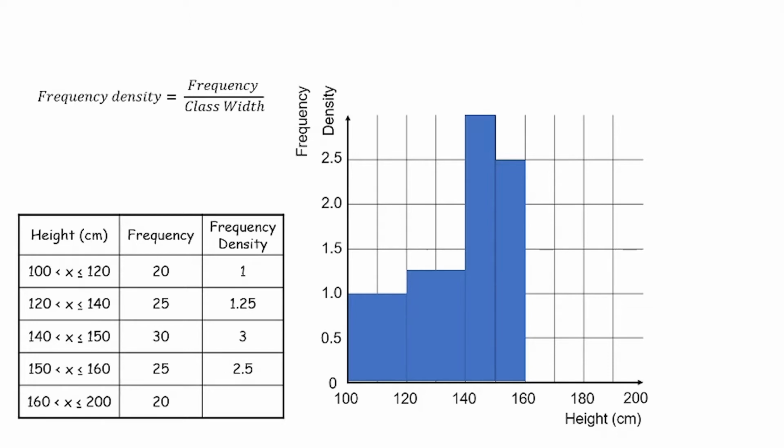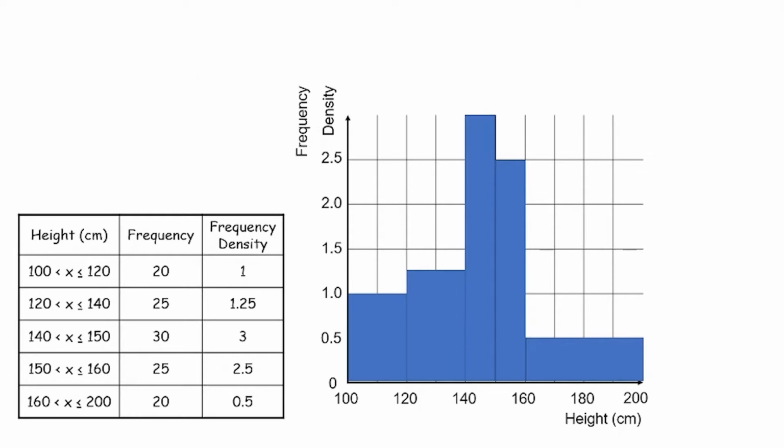Okay, and then just onto the last bar here. This is the widest of all of them. We have a frequency of 20, but the class width is 40. This gives us a frequency density of 0.5. This is going to be the shortest of all of the bars. So just because the class interval size was large, it doesn't mean that this bar should get a large area. Its area is now proportional to its frequency.